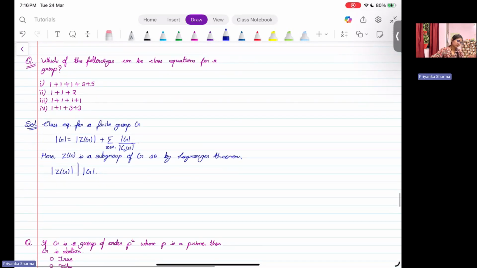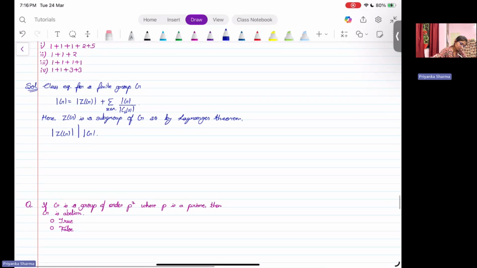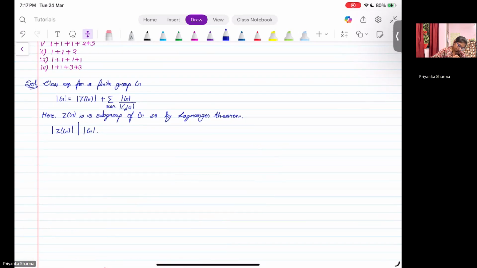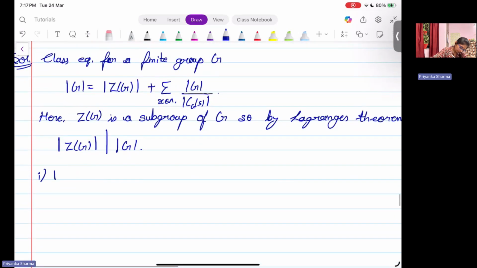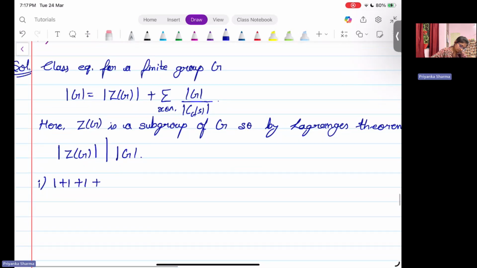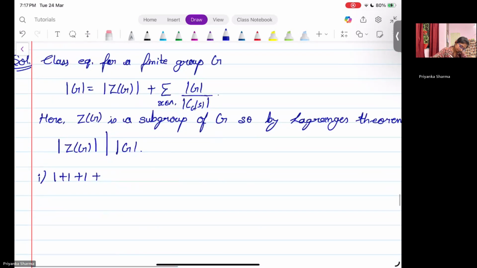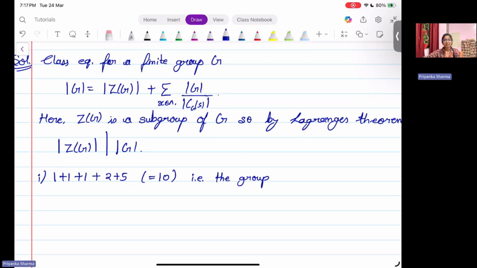Fine, I will make another question for that. So let's talk about the first possibility: 1 plus 1 plus 1 plus 2 plus 5, which is 10. If this equation can be a class equation, then it would be for a group of order 10.